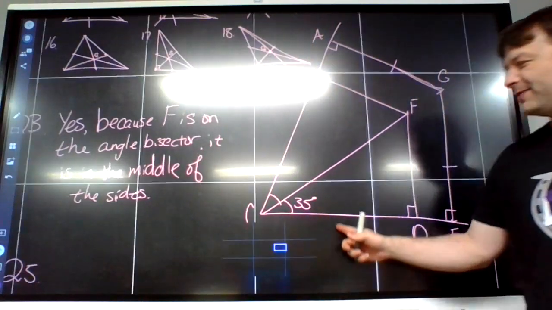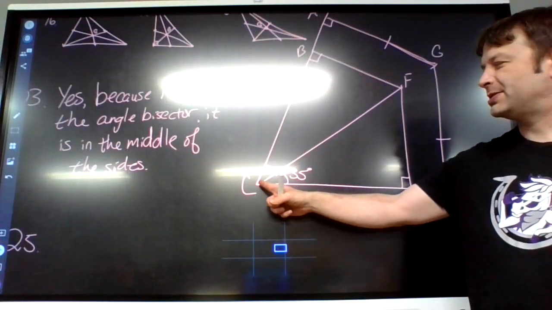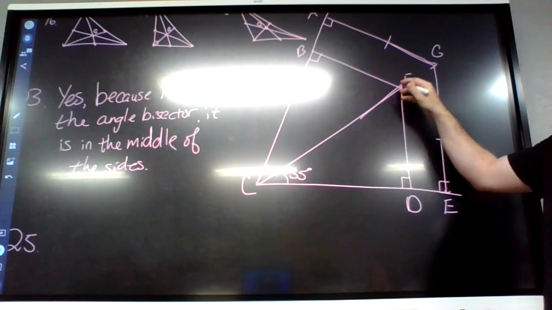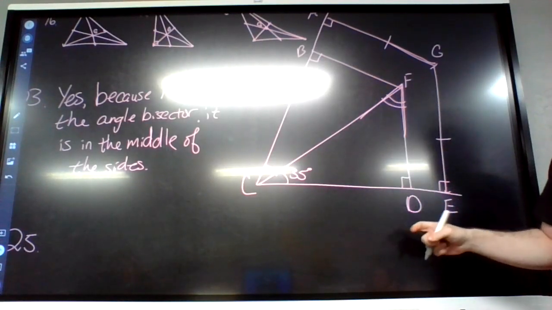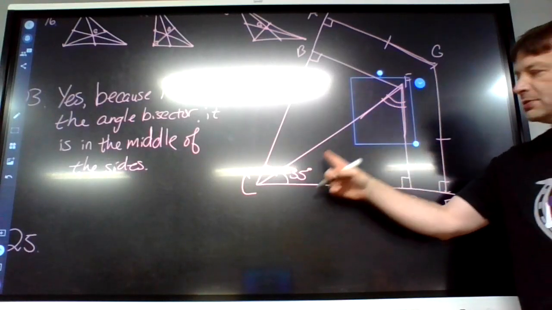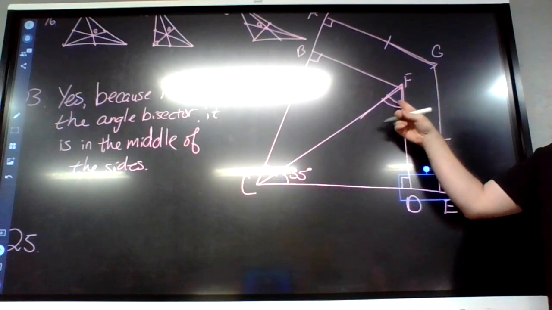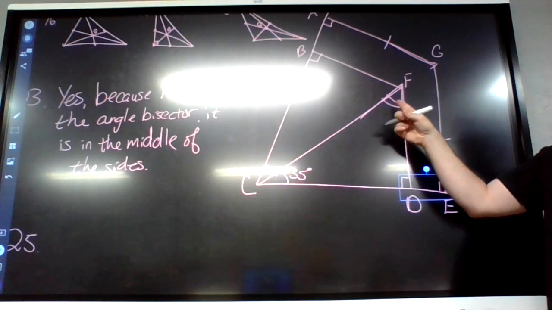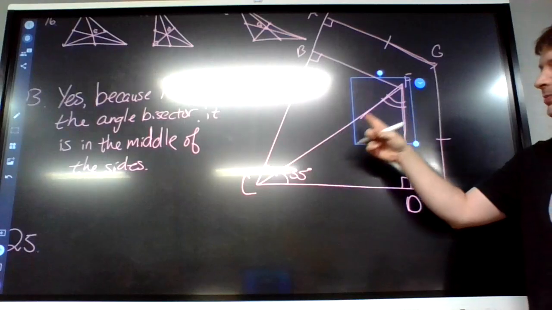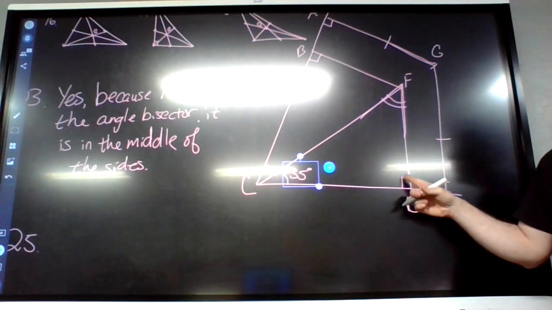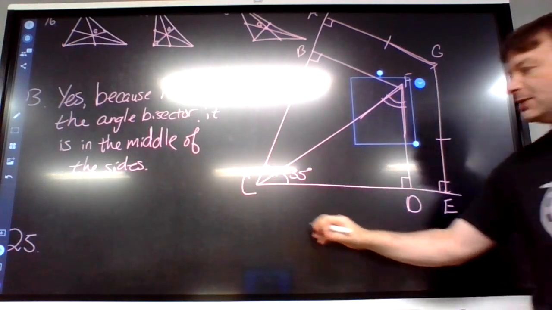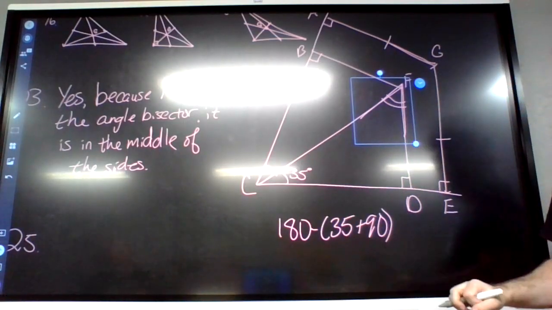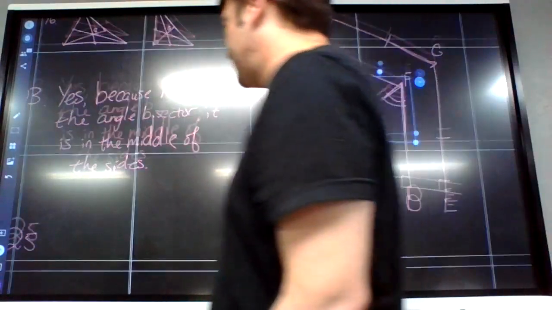Okay, Luke, do you know where CFD is? Angle CFD? Yes. CFD. So that is right there. So how could I find this angle? Add 90 plus 35, and then subtract it. So, yeah, these three make up a triangle, so they have to add up to 180. So 180 minus 35 plus 90, which is 125, so it's 55 degrees.